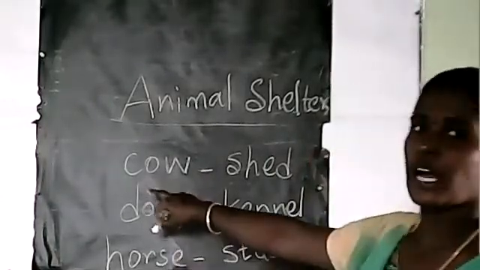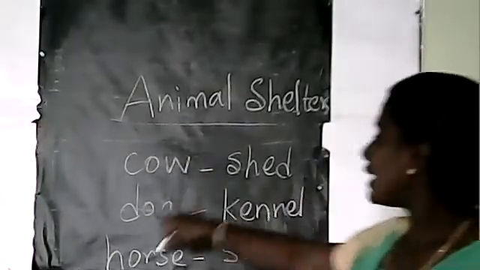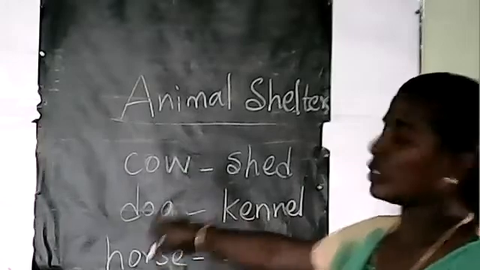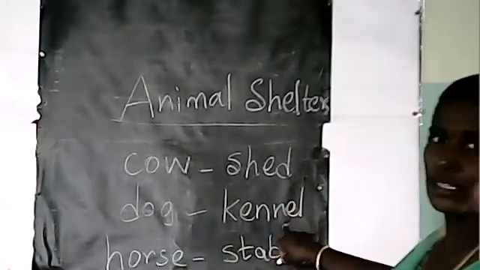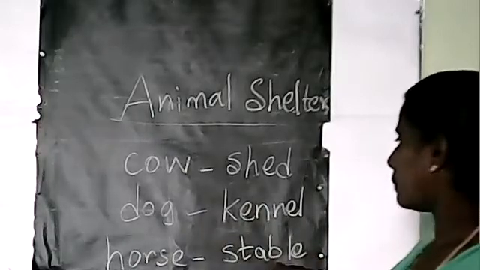So where does the cow live? The cow lives in the shed. Where does the dog live? The dog lives in a kennel. Where does the horse live? The horse lives in a stable.